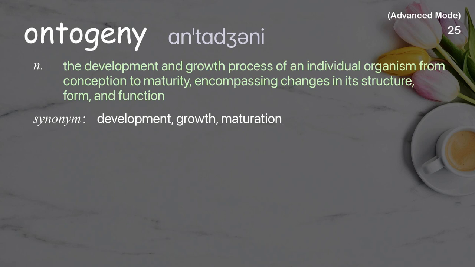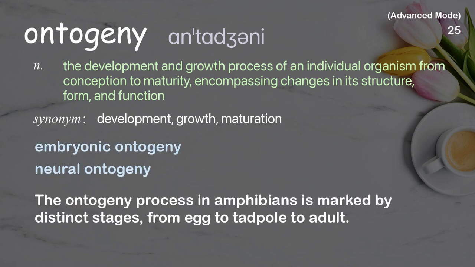Ontogeny. The development and growth process of an individual organism from conception to maturity, encompassing changes in its structure, form, and function. Examples. Embryonic ontogeny. Neural ontogeny. The ontogeny process in amphibians is marked by distinct stages, from egg to tadpole to adult.